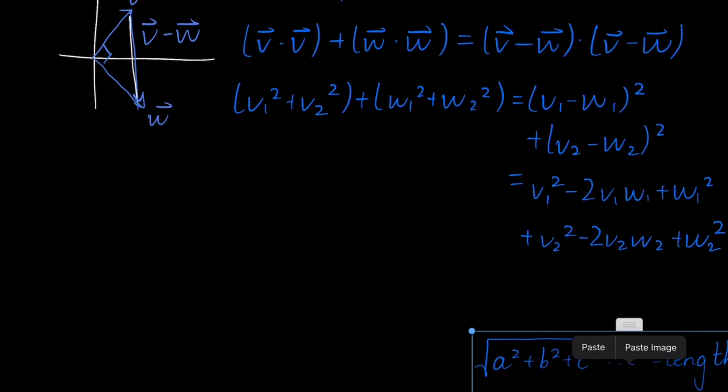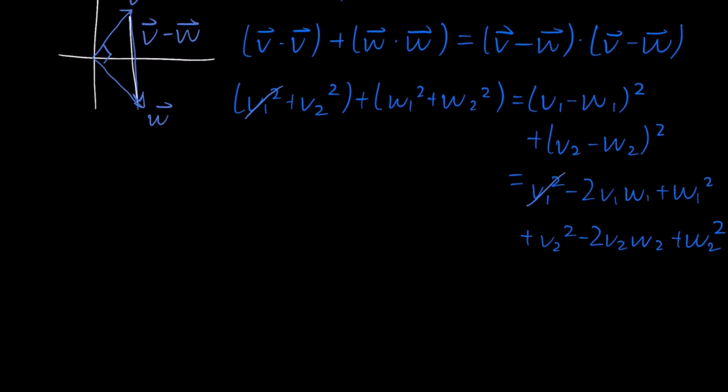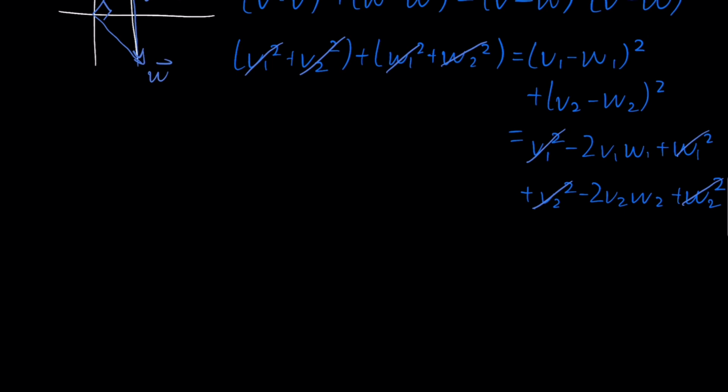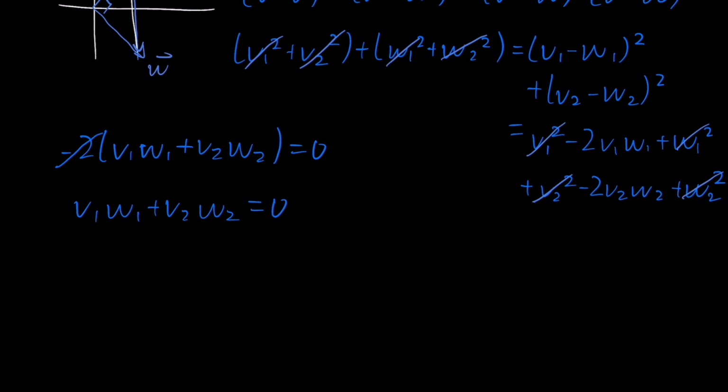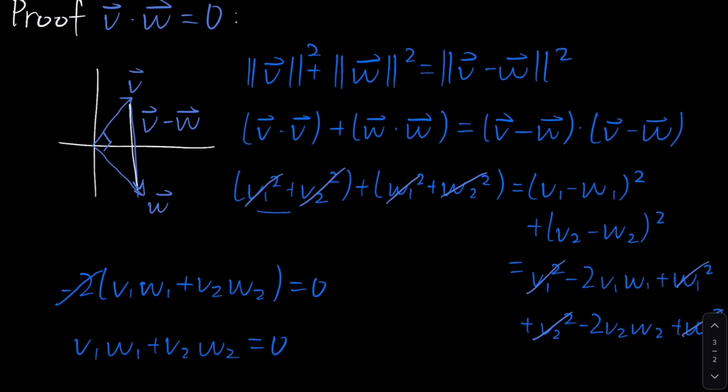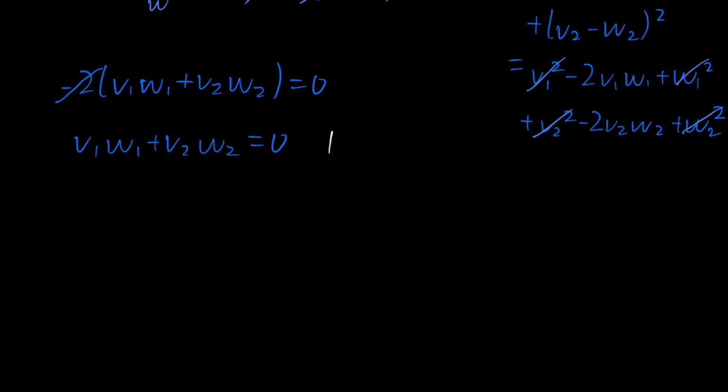Over here, we can see that V1 cancels with this V1, V2 cancels with this V2, W2 cancels with this W2, and so does this W1. All we are left with is these two terms, which gives us negative 2 times (V1 W1 plus V2 W2) is equal to 0, because we have canceled all the terms on the left-hand side. And dividing this by negative 2 gives us V1 W1 plus V2 W2 is equal to 0. And we can extend this to n components, not just 2 components. And now this is why the dot product of two perpendicular vectors is equal to 0.